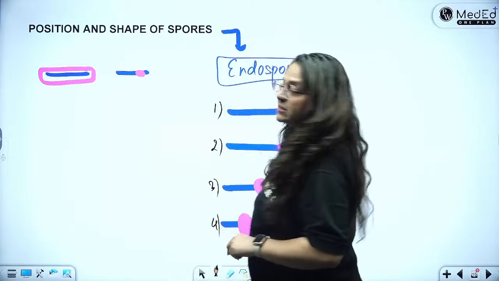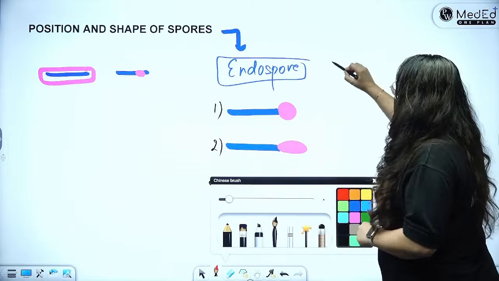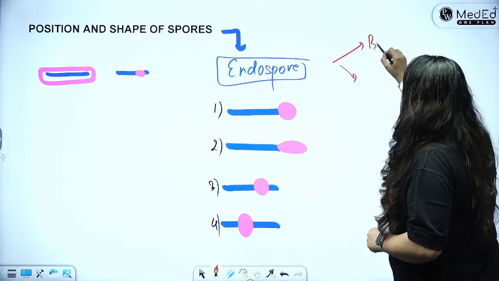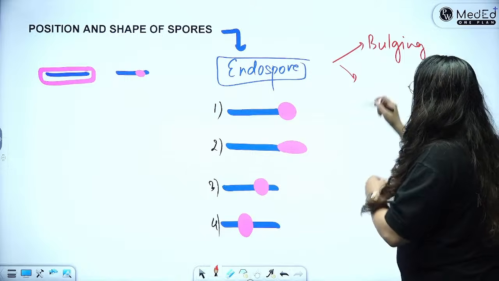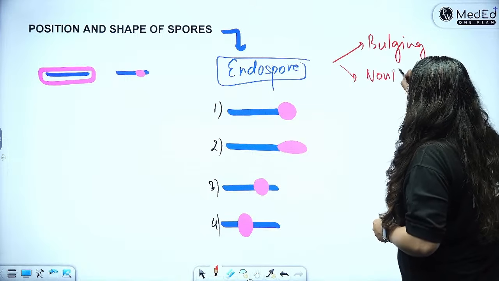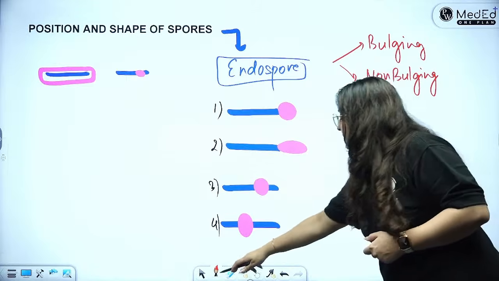These are the 4 possible positions. And another way to classify the endospore is that they can be either bulging spores or non-bulging spores. So what is a bulging spore?